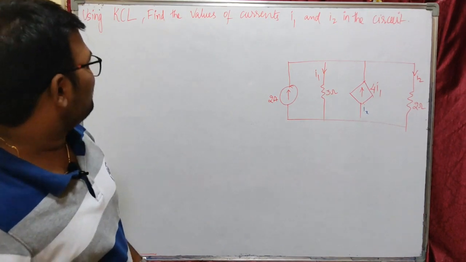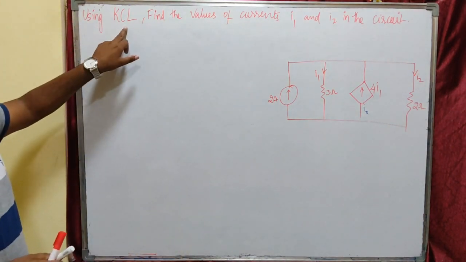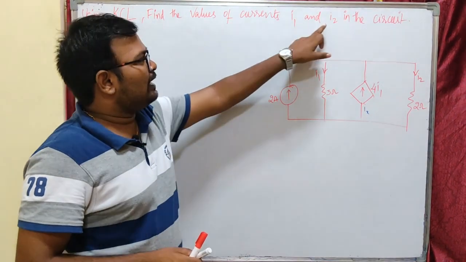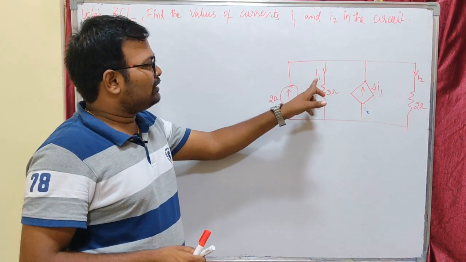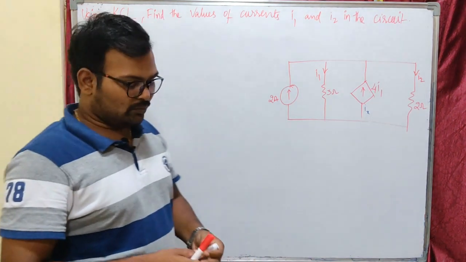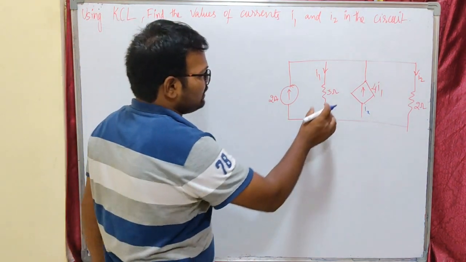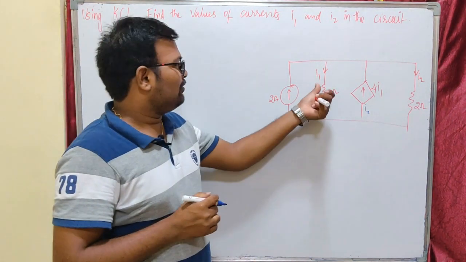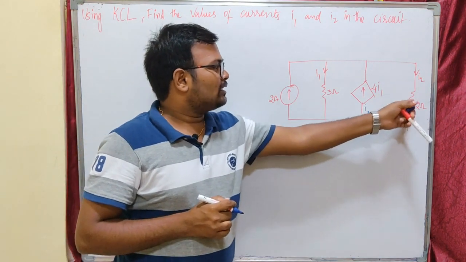Okay, so here the question is: using KCL, Kirchhoff's current law, find the values of currents I1 and I2 in the circuit. So what are I1 and I2 here? This is I1 and this is I2. We need to find these two currents. I1 is the current through a 3 ohms resistor and I2 is the current through a 2 ohms resistor.